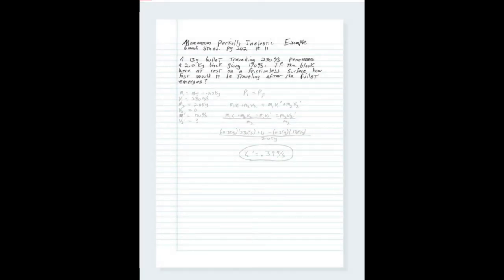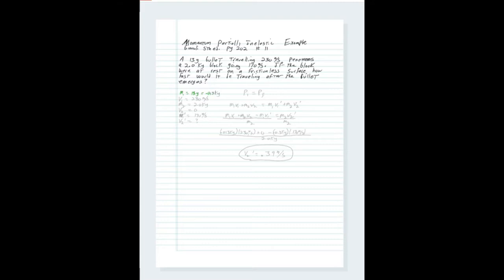Okay, so for this example, we have a bullet fired into a block and emerges the other side. So we have a 13-gram bullet traveling 230 meters per second, and it penetrates a 2-kilogram block going 170 meters per second. If the block were at rest on a frictionless surface, how fast would it be traveling after the bullet emerges?